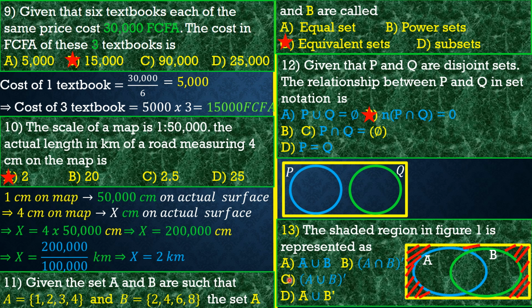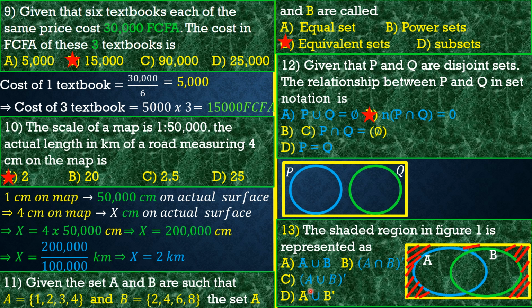Now C, guys, says A union B or that prime. A union B, guys, is simply what? It is simply the two sets, right? Prime means something that is not it, which is obviously the outer surface. So guys, option C is the best option for this question.